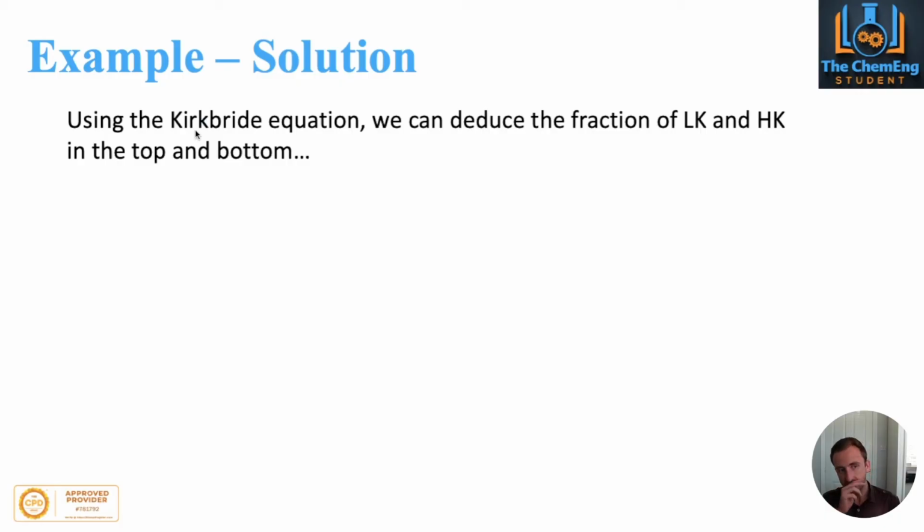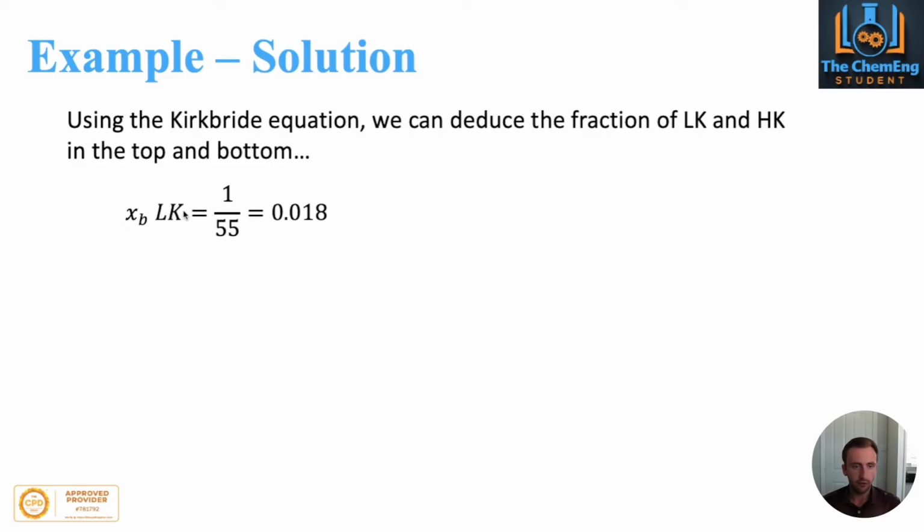Now we need to use the Kirkbride equation in order to solve this part of the question, because we need to determine the fraction of the light key and the heavy key in both the top and the bottom products. Again, a lot of these correlations have topics all by themselves, and we look at these individually and in more detail in our distillation design course, a fully comprehensive distillation course, all the way up to ChemEng level. Again, I'll put a link in the description to that if you are interested.